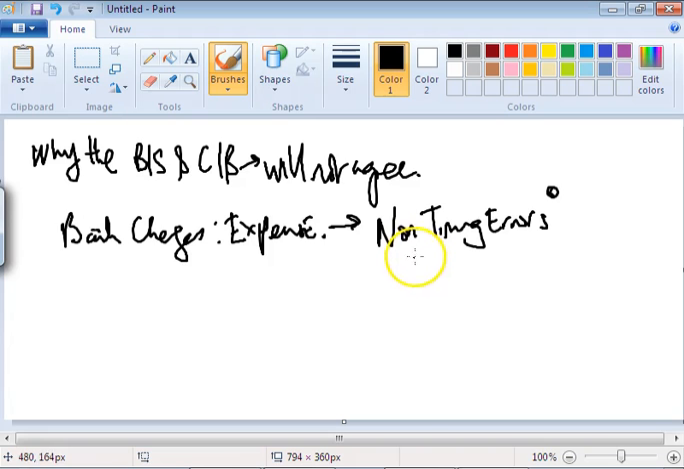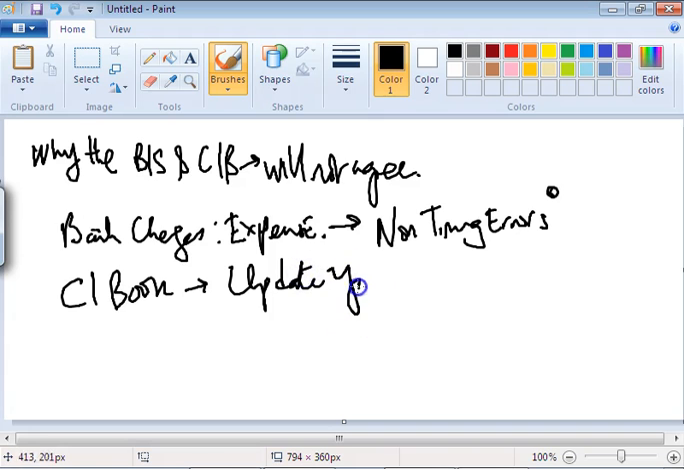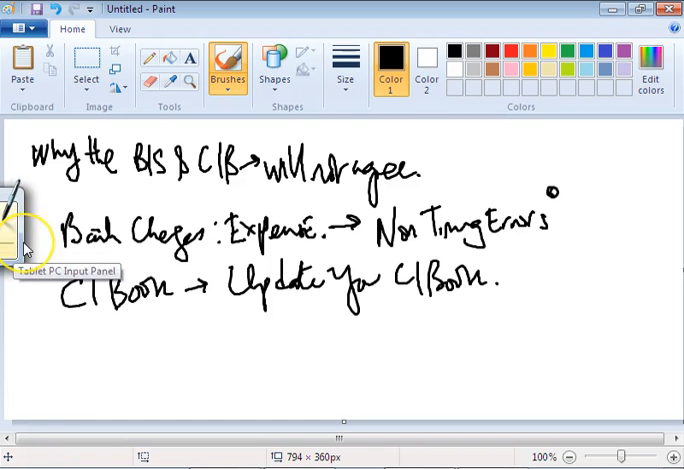All you need to do is go into your bank statement, look at it, and then go to your cash book and update your cash book. On the credit side, of course, you write expenses, you write bank charges, and you update your cash book. That's what's really happened here. So this is referred to as a non-timing difference.